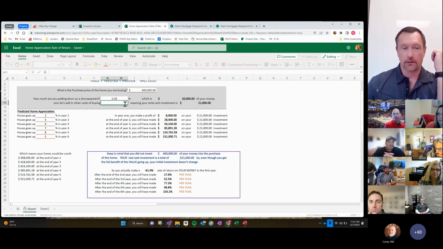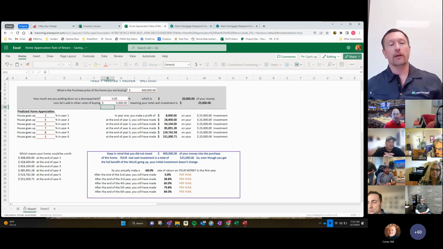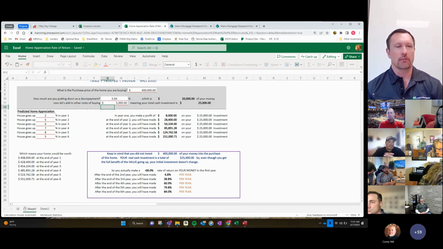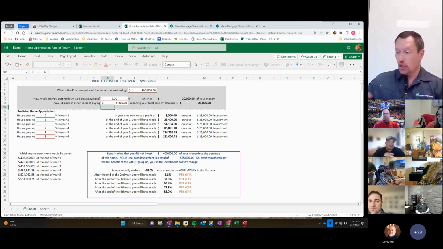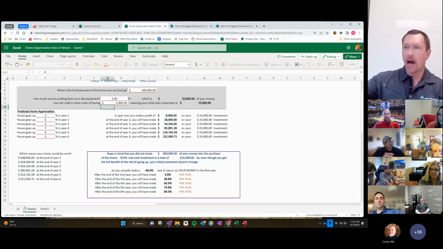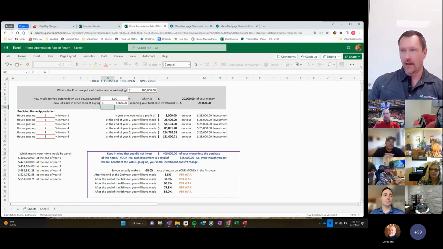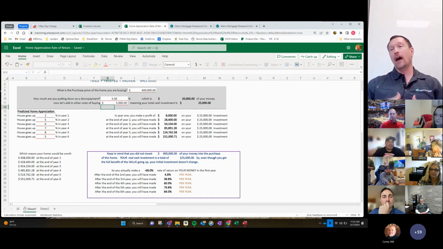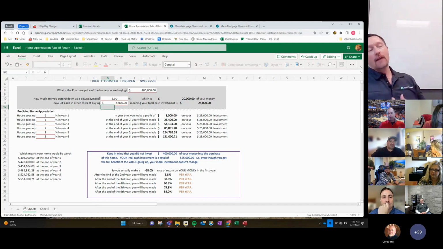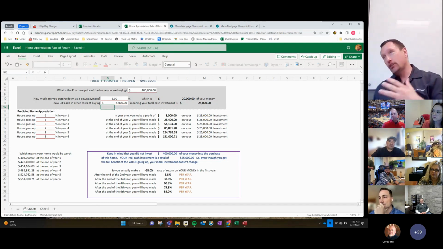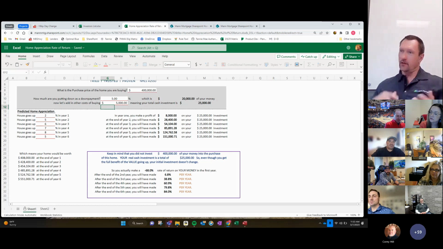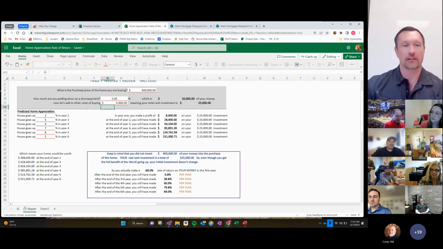Let's say it's $5,000. So one of the big things that people lose sight of when they're talking to people about how much money can be made in real estate is that when you buy a $400,000 house, you, out of your pocket, do not pay $400,000. But if the house goes up 10%, that's $40,000 worth of appreciation, which is yours, even though you didn't pay the full $400,000.